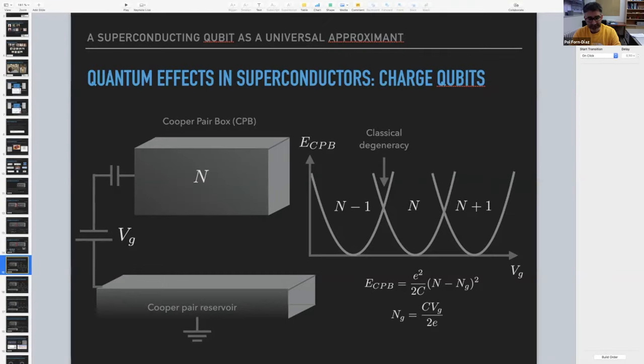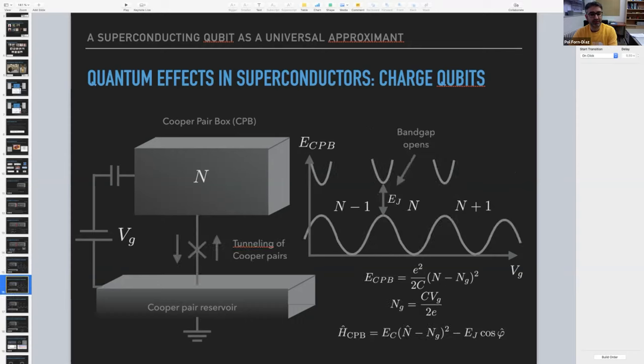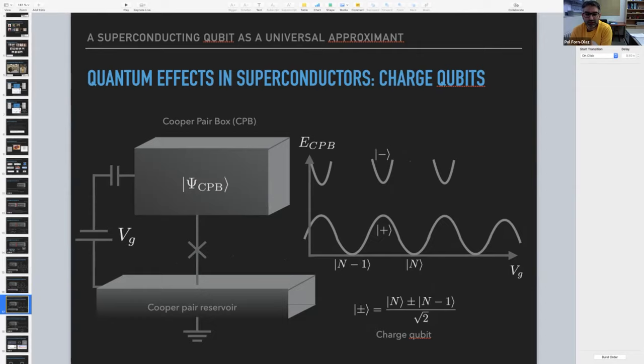But now this is not a classical system, it's a quantum system, and we do something else. Now we connect this box to ground via this junction. So now we are allowing tunneling of Cooper pairs across the junction, and this junction adds a new term in the Hamiltonian. So now I'm going to start using the Hamiltonian notation, and I will have the charging energy term, and now this is the Josephson energy that I talked about before. This Josephson term opens up a gap in the spectrum. Now there's no more degeneracy, so there is an avoided level crossing. And at this point where there is this gap, the eigenstates of the system are coherent superpositions of charge n and n minus one. And this is the one we call a charge qubit.